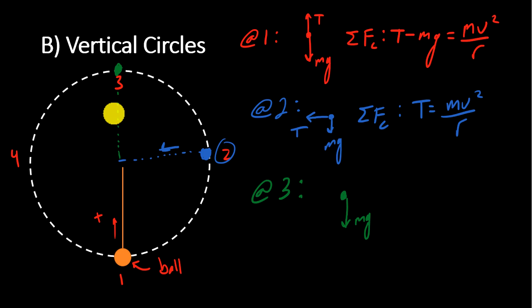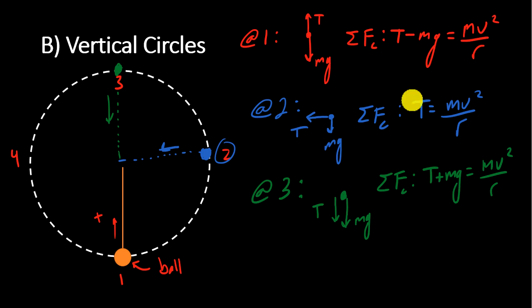What direction is tension? It's acting downward. So it's a little tough. I'm sorry, I can't draw very well. Tension should also be on that free body diagram, both acting downward. And so the sum of the forces in the centripetal direction, both tension and mg are pointing down toward the center. So I add them up. T plus mg equals mv squared over r.